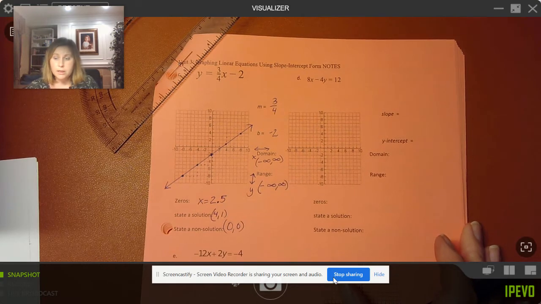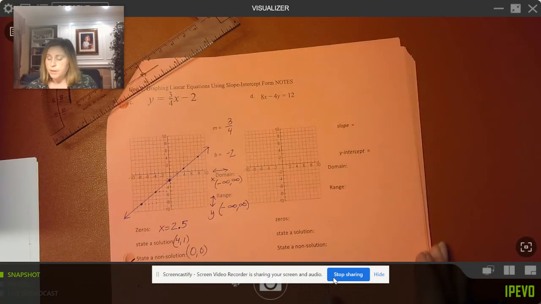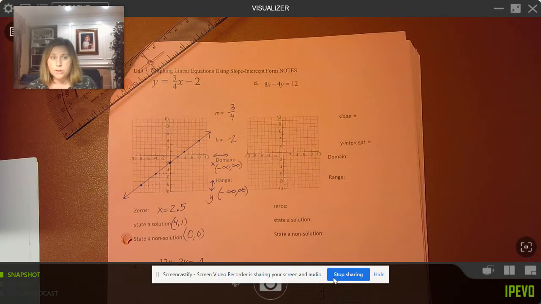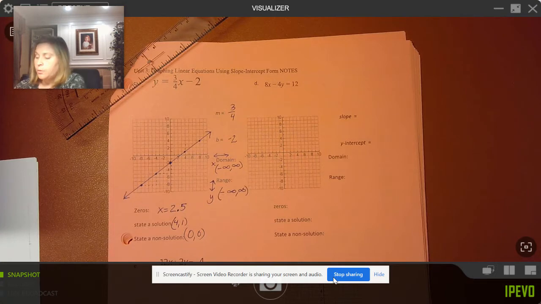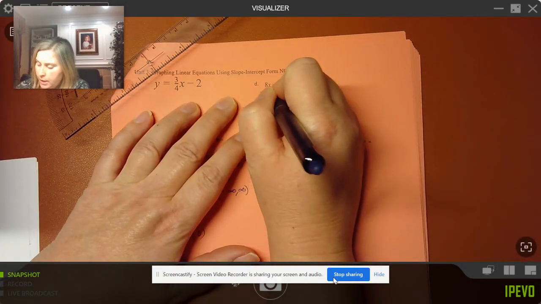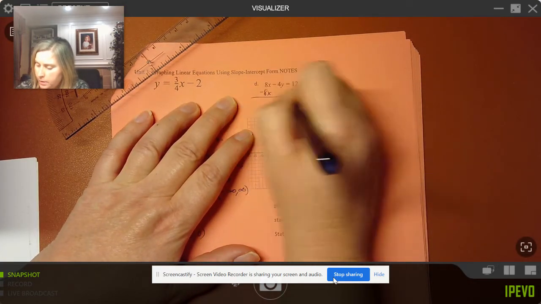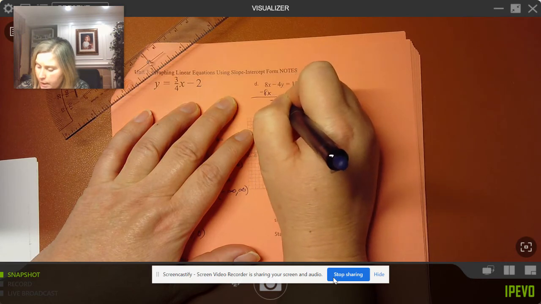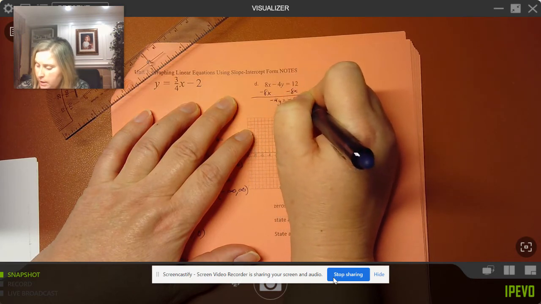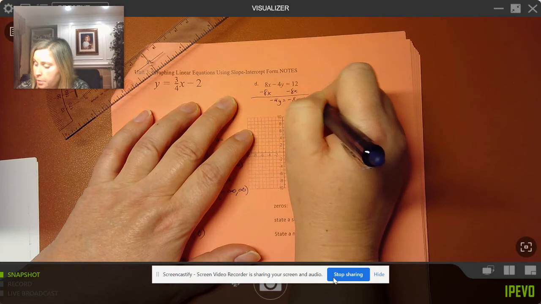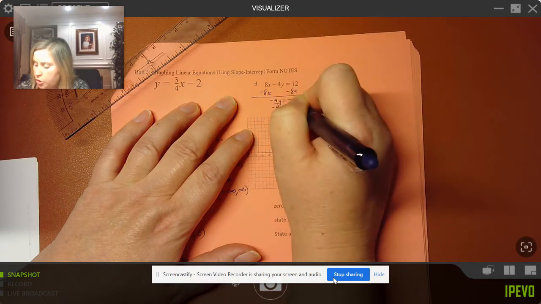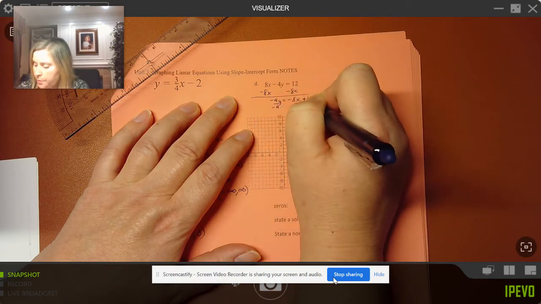Okay, letter D is a little bit more difficult because now they're not giving us the line in slope-intercept form. This is in a form we'll learn a little bit more about later. It's called standard form. So again, we want to get that y by itself. So we want to isolate the variable y. So I will subtract 8x from each side. This gives me -4y equals -8x plus 12. And then I'll divide each term by -4.